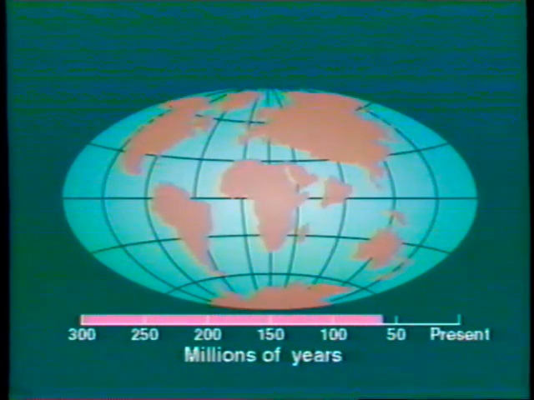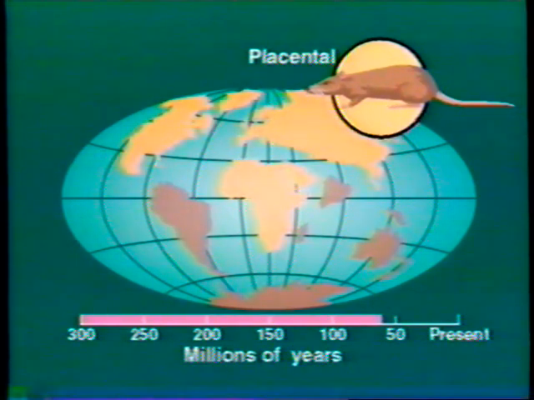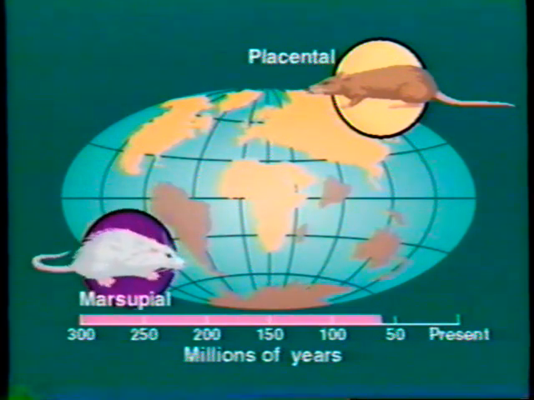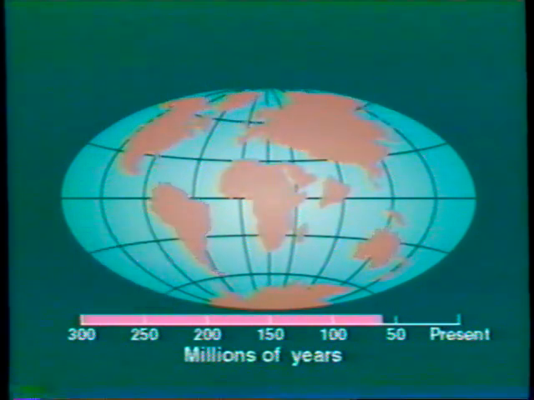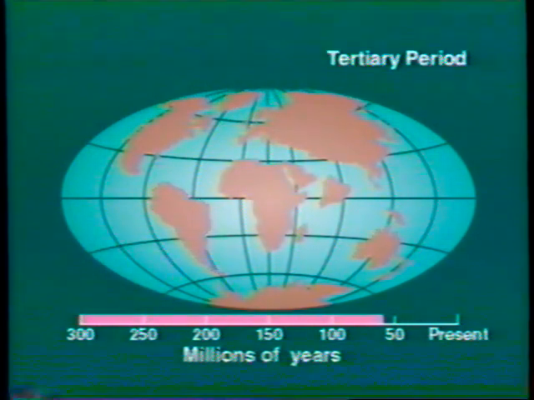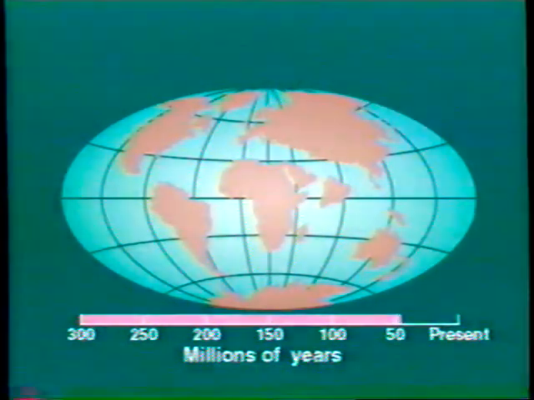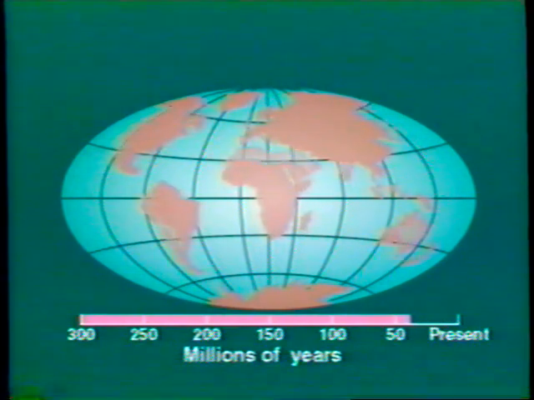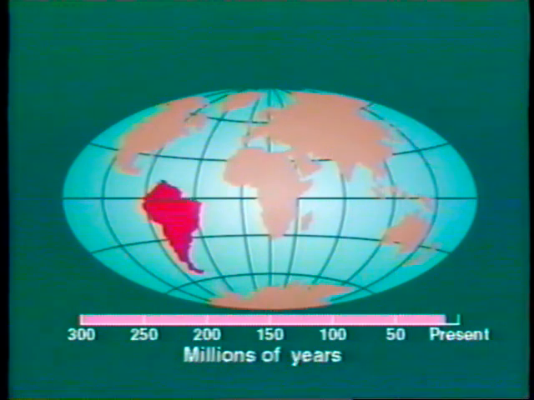The fossil record shows an adaptive radiation of placental mammals in North America, Eurasia, and Africa. A similar radiation of marsupials also occurred in South America and Australia. This adaptive radiation of mammals continued through the Tertiary period and the Quaternary period of the Cenozoic era. During this era, which spans the last 65 million years, India merged into Eurasia, and the continents reached their present positions. South America remained isolated for most of this time period.